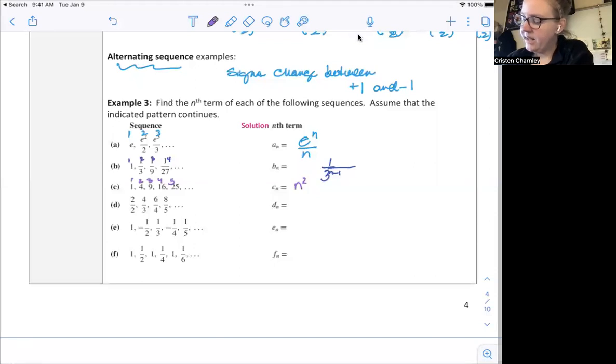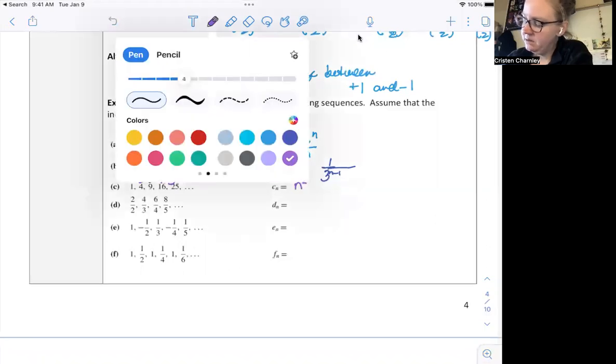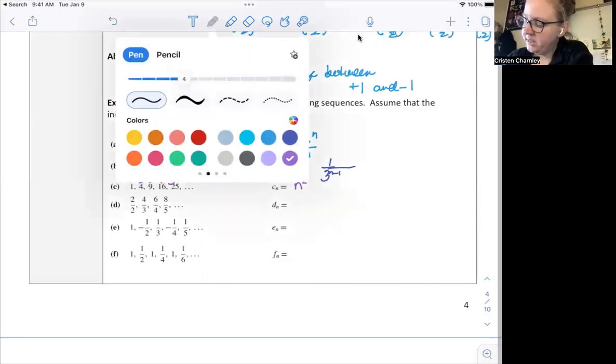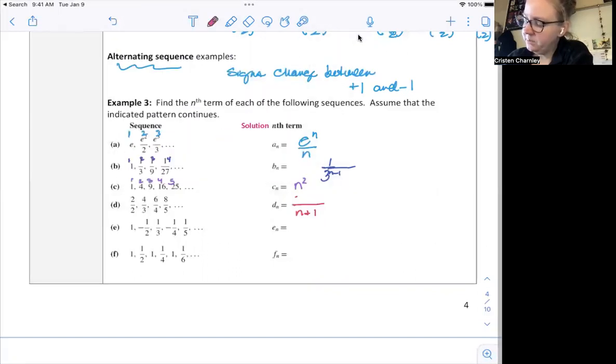When I'm looking at letter D, the bottom to me looks like an n plus 1. It's going up by 1 each time. And the top one looks like a 2 times n. So 2 times 1, 2 times 2, 2 times 3. Yeah, that's what I'm going to go with. 2 times n rather, not 2 times 2.